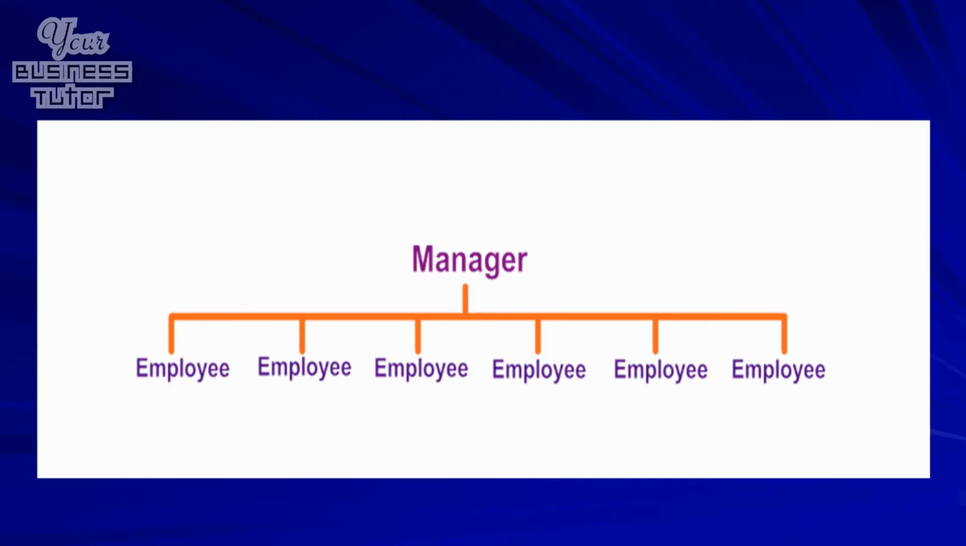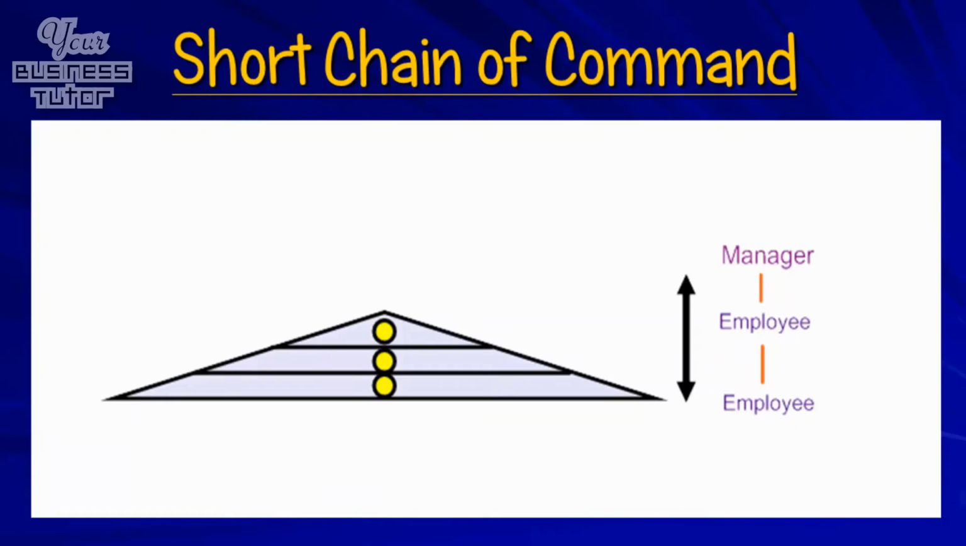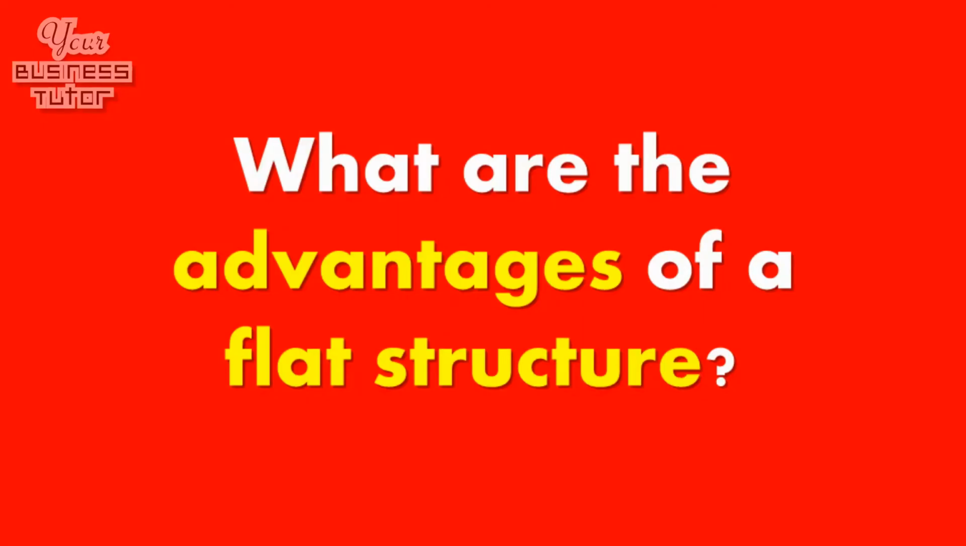For example, in the diagram, the manager is responsible for 6 staff members, which we will find out later can cause issues. Another design feature of a flat structure is that the chain of command is short. There are only a few levels of management for information and instructions to pass through. As we know from our earlier discussion around tall structures, this may prove to be advantageous. So with that detailed, let's ask the question, what are the advantages of a flat structure?